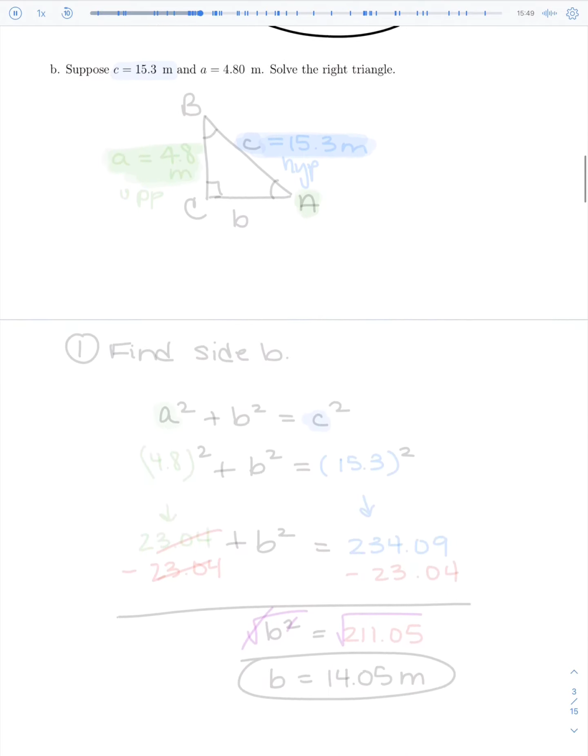Let's take a look at another problem. In this next problem, let's see what we've got. We've got a right triangle, same picture again. We've got angle C as always, our 90 degrees.